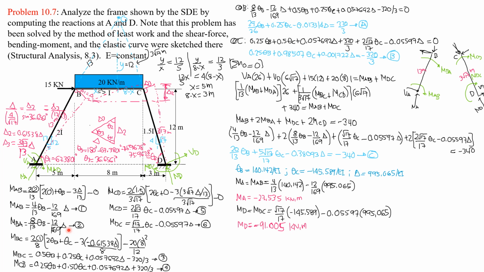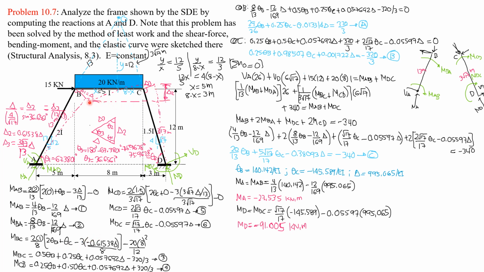It will not change. By the way, there's no loading on AB. That's why the fixed moment is 0. So call this equation 2. MBC, on the other hand, is 2 times EI. 2 times 1, I is 1, I over L, 8. Quantity 2 theta B plus theta C minus 3 times delta 2.